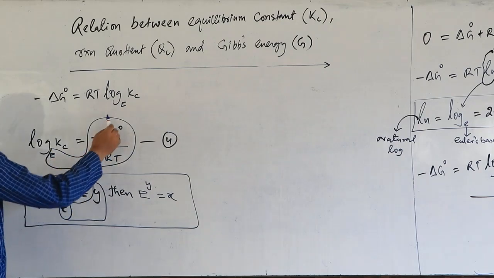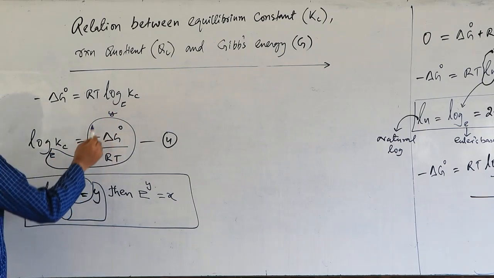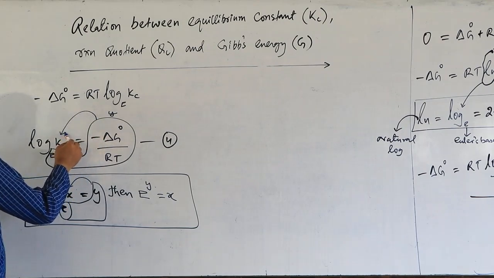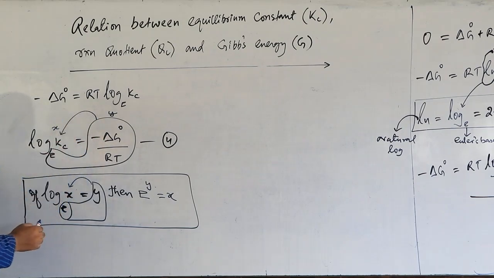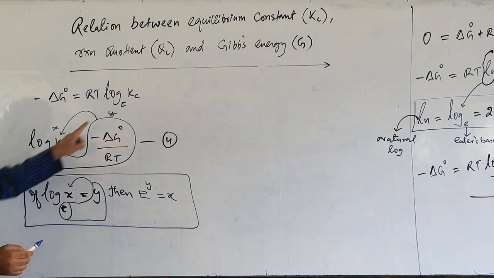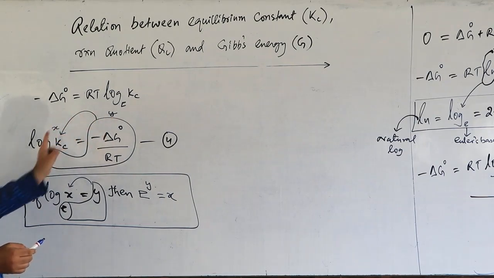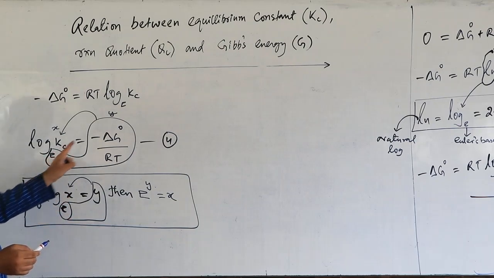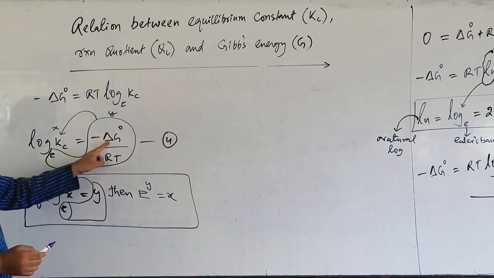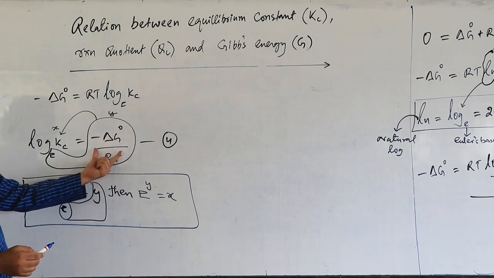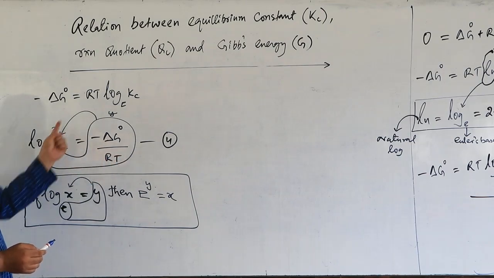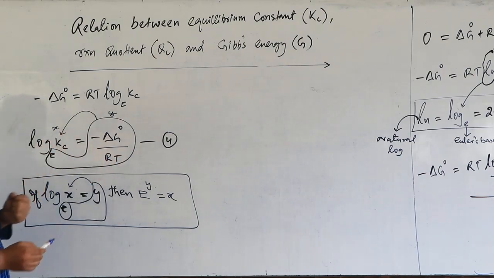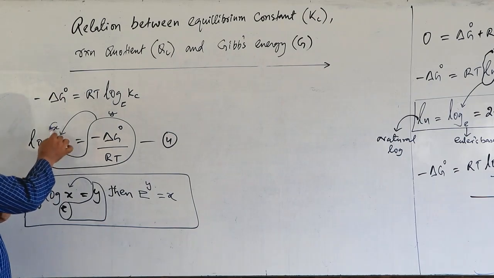This is e. This is your y. And then this Kc is your x, my dear friends. So e to the power y is equal to x. Like here, e to the power y is equal to x. So same thing, e to the power y. What is y? Minus delta G naught by RT is your y. Correct? And it's equal to x. And what is x? Kc is your x, my dear friends.